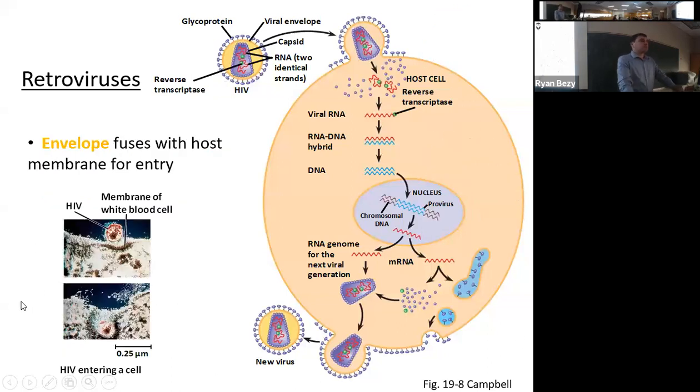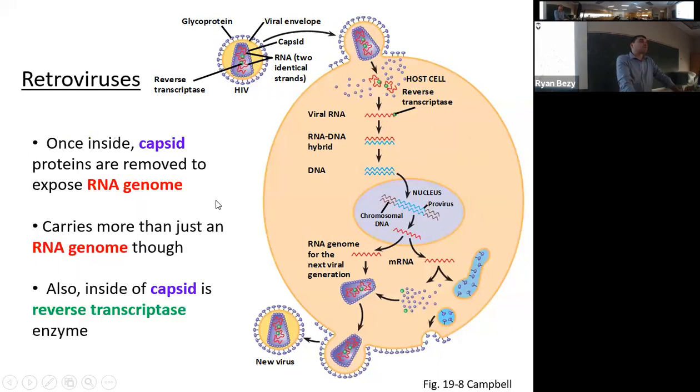So it enters typically by fusion. The envelope is going to fuse with the host cell membrane. I'm just showing this in some electron micrograph images over here on the left. Once inside, the capsid proteins are removed, and that will cause the RNA genome to get into the cytoplasm of the host cell. However, inside of that viral capsid is not just the RNA genome, but a few different enzymes, including the reverse transcriptase enzyme. Here you can see in red the RNA genome getting inside the cell, but it's also releasing in green these reverse transcriptase enzymes as well.